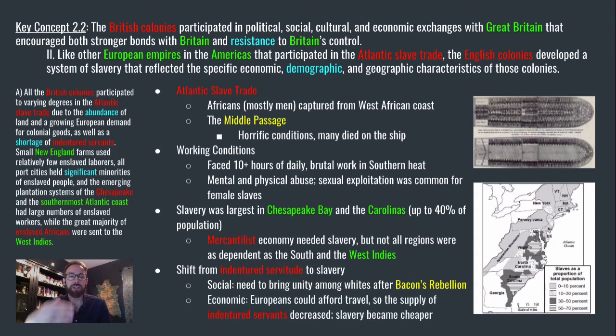Economically, I mentioned mercantilism before, it fits in there. But remember, and I think I said this at some point before, that the supply of indentured servants was decreasing as it became cheaper for Europeans to travel to the New World. And also slavery, now that it's being involved on this mass scale with the Middle Passage, slaves became cheaper over time as well.